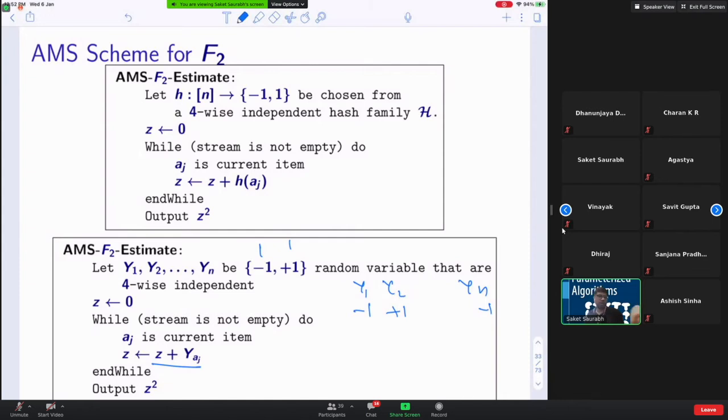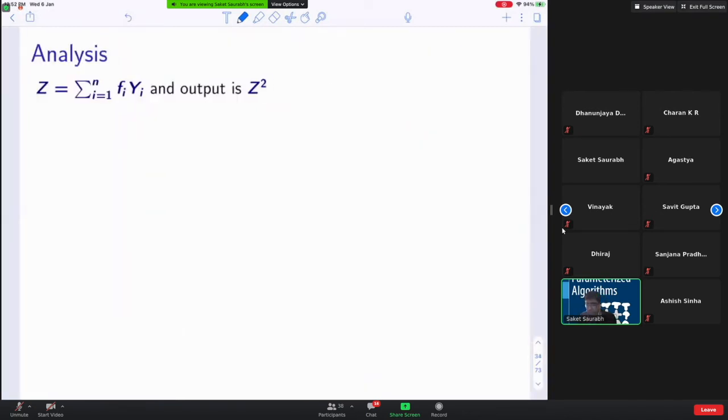You could also work with h, it wouldn't matter. So whenever I write Yi, think of this as h of i. Let's say Yi is equal to h(i). Now at every item, you're just adding Yi to your current Z, and at the end we would be outputting this Z squared. Now let's do the analysis.